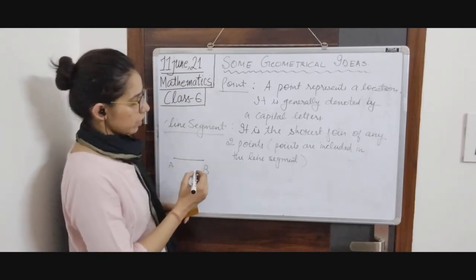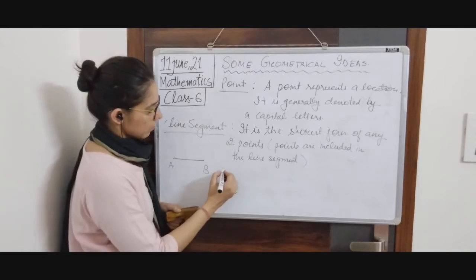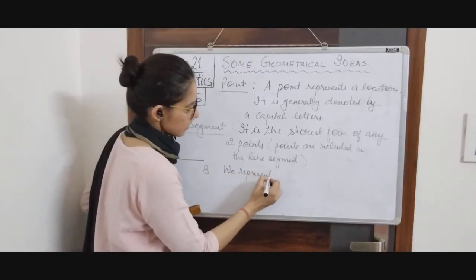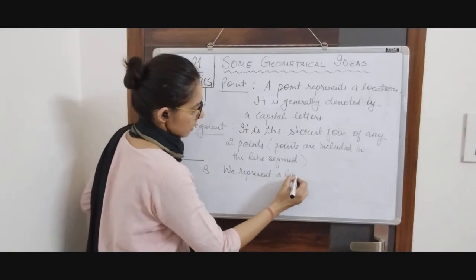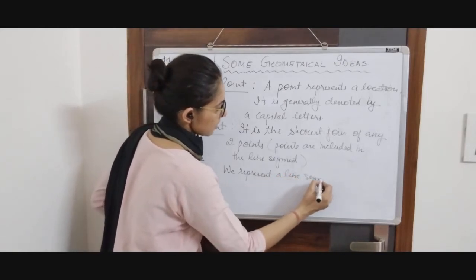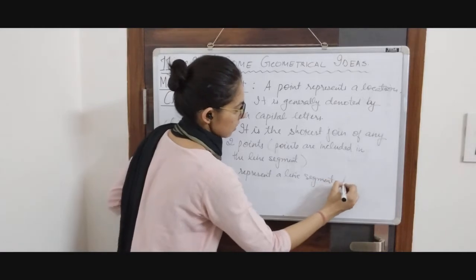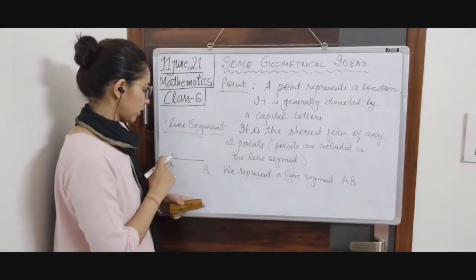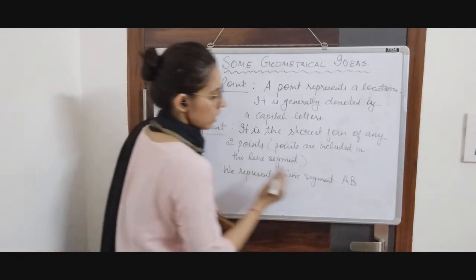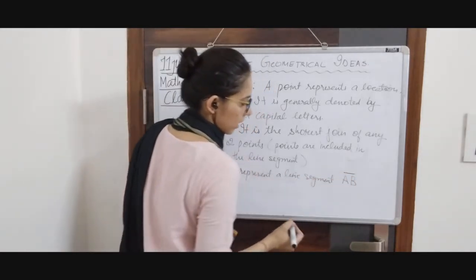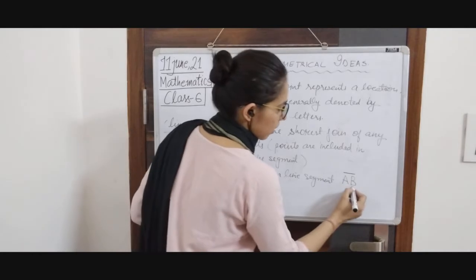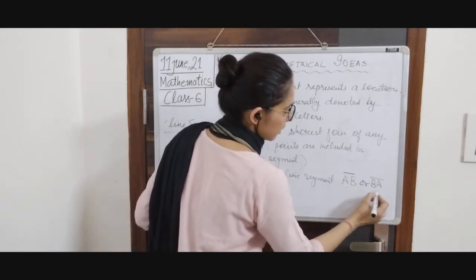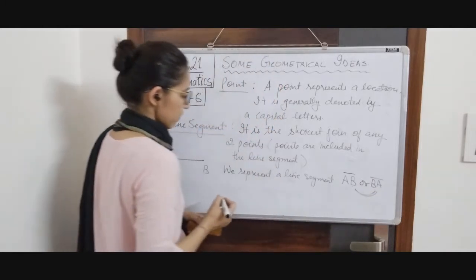Suppose like in this example, if we had point A and B and this was our line segment, we represent a line segment as AB, the points whose shortest join is this line segment, then a bar on that. AB or BA is the same thing, they mean the same thing.